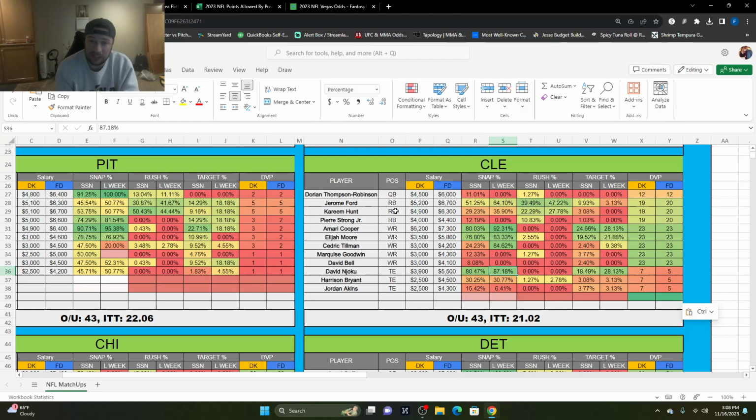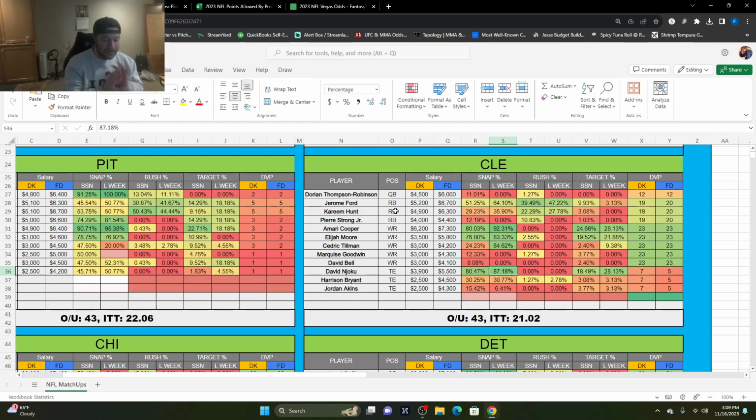Looking at Pittsburgh's defense, they rank 12th against the quarterback and 19th against the running back. So Kareem Hunt is in the hunt, I should say. He can always get a touchdown there, always can vulture one. You've got Jerome Ford, who has been coming on stronger lately.